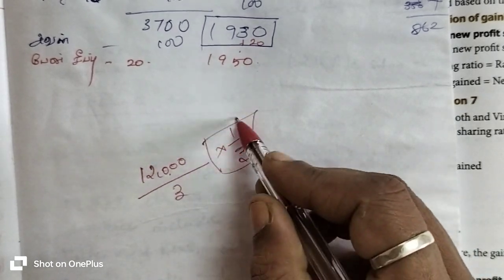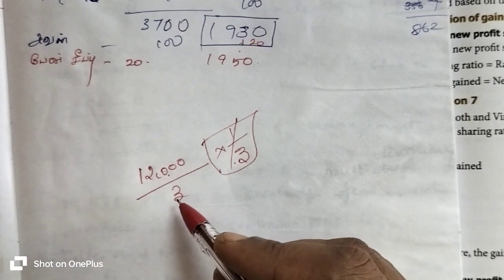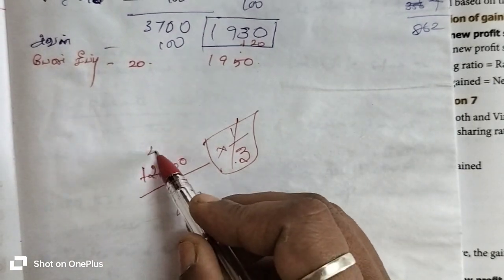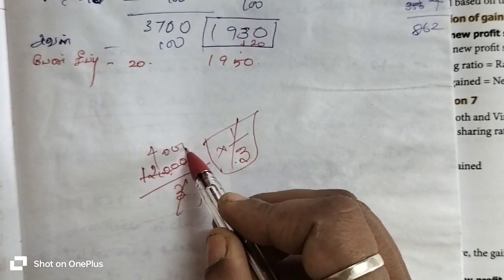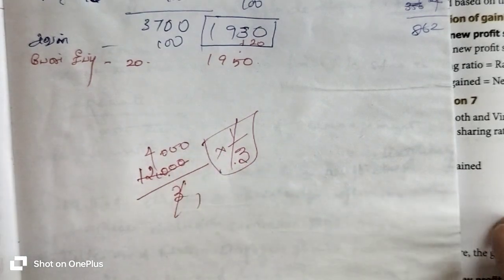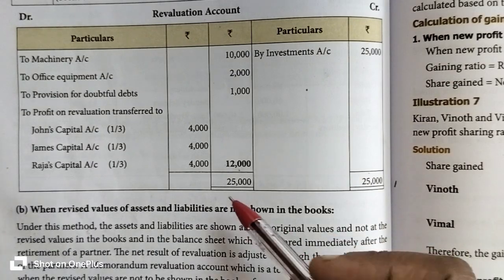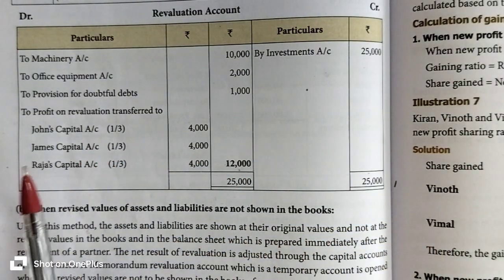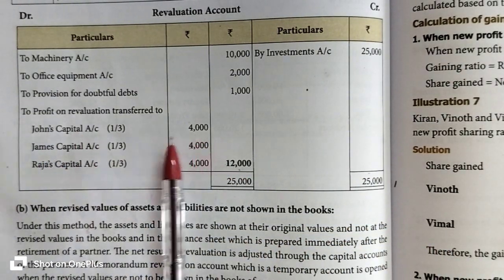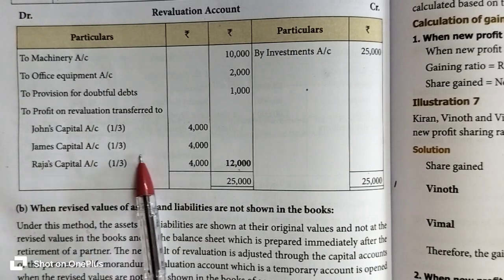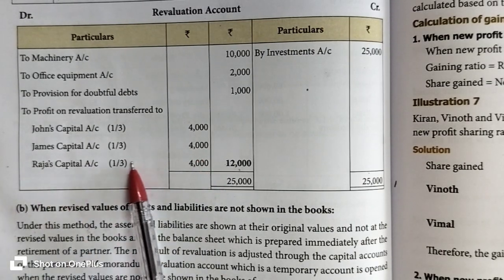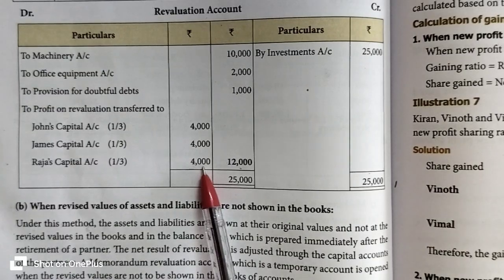Okay, so there are three partners only. Divided by 3: 1 3 is 3, 4 3s are 12, 3 0 is to be here. So 4,000 will be distributed, transferred to all three partners' capital accounts. So John's capital account 4,000 rupees, James's capital account 4,000 rupees, Raja's capital account 4,000 rupees entered.